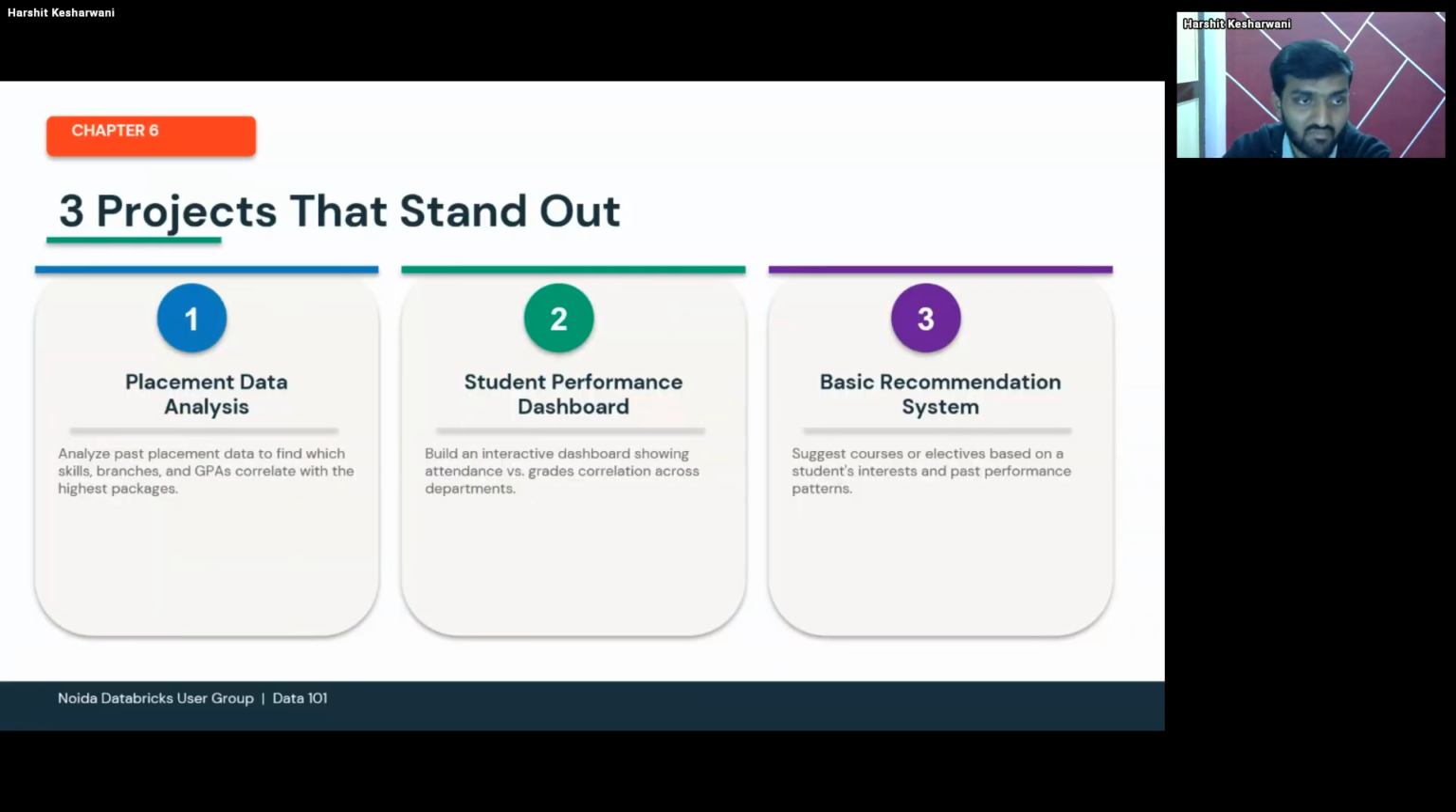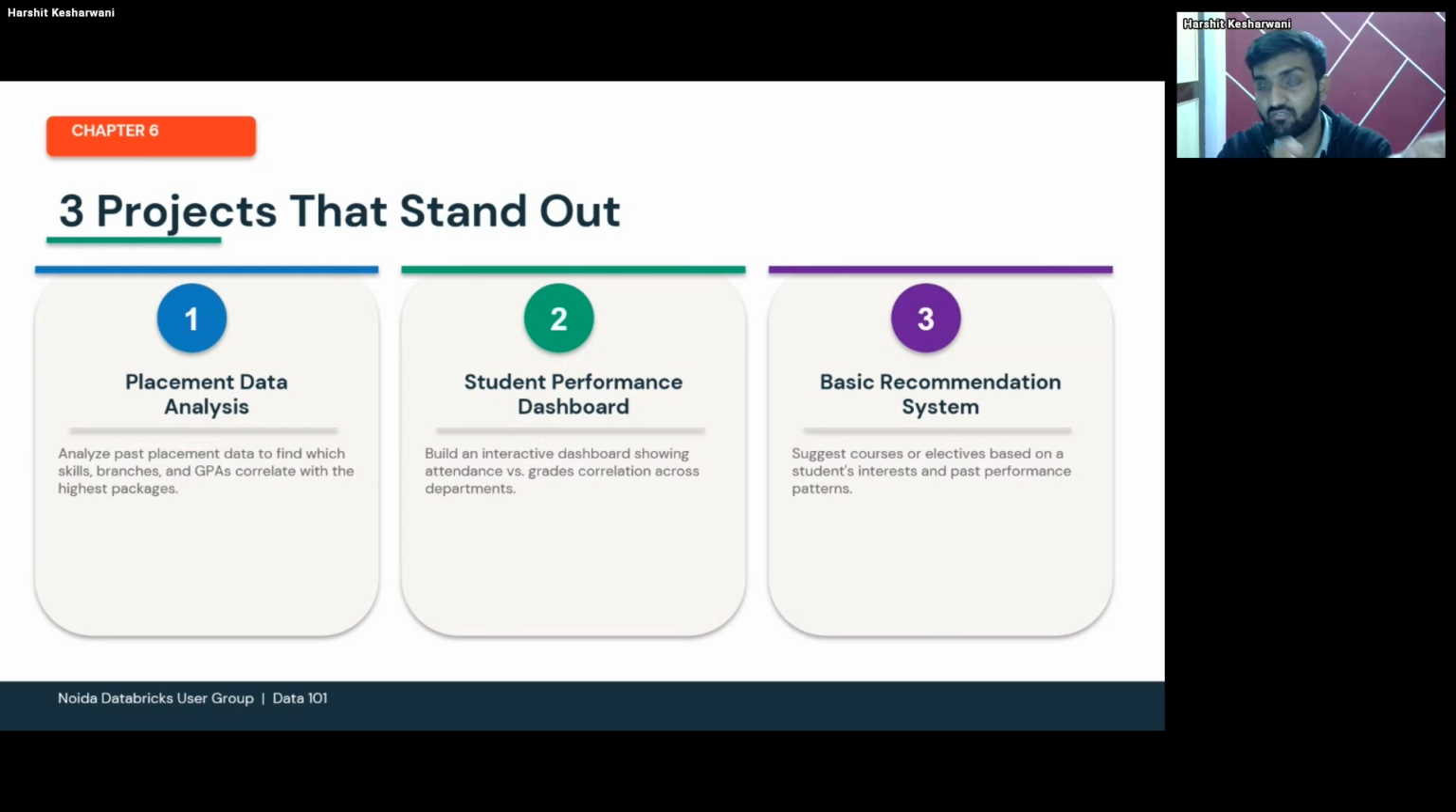The first one is placement data analysis, which can analyze the placement information from the last 5 years, 6 years. You can get this information from your college, or you can use any of the synthetic data sets or the public data sets available. You can build a student performance dashboard showing the relationship between attendance and grades. If the students are present more in the class, are they likely to get good grades? You can do a kind of correlation and build a pictorial representation of it, right?